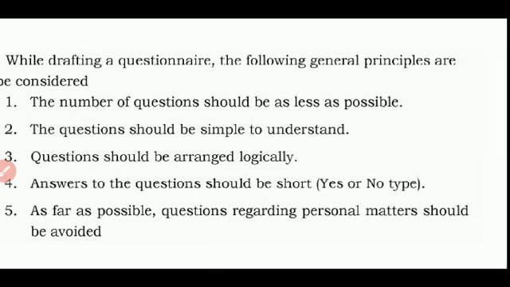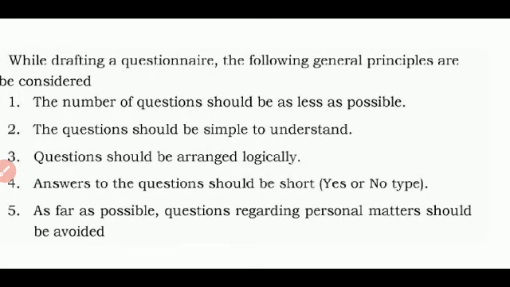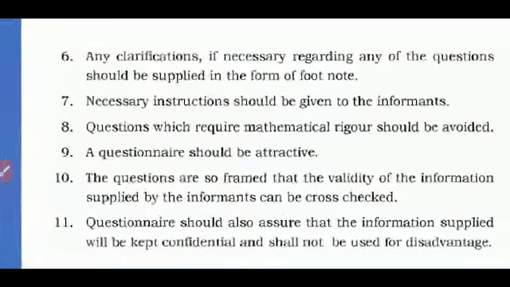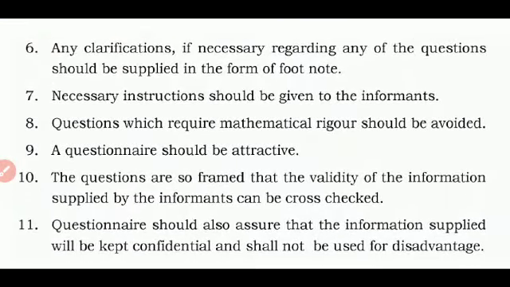And fifth one, as far as possible, questions regarding personal matters should be avoided. Whatever questions regarding the data or the survey only should be asked. Irrelevant questions should not be asked. The sixth one, any clarifications if necessary regarding any of the questions should be supplied in the form of footnote. Suppose you want any clarification regarding any questions, at the end of the page, or we call it footnote, you can mention it there. The seventh point, necessary instructions should be given to the informants. You have to instruct the informants as to what to do. Eighth point, questions which require mathematical rigor should be avoided. When you are preparing a questionnaire, it should be just simple information you are getting. Nothing mathematical should be added there.